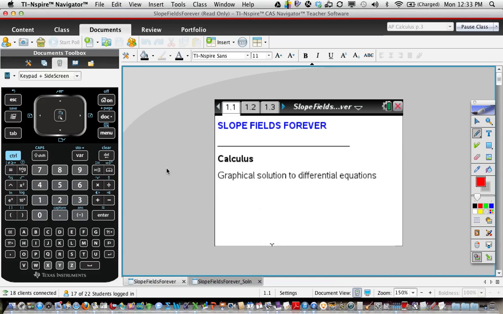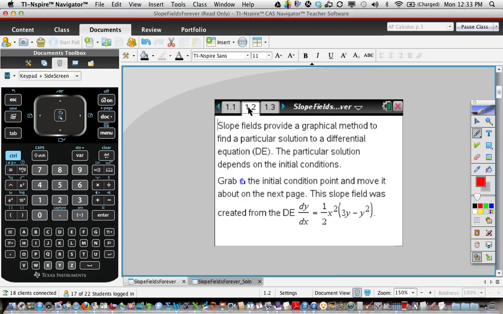But all right, so we're going to work on this idea of a slope field. So if you would go to the second page on your document here, and just read through that. Read through that screen. Read it over a couple of times.